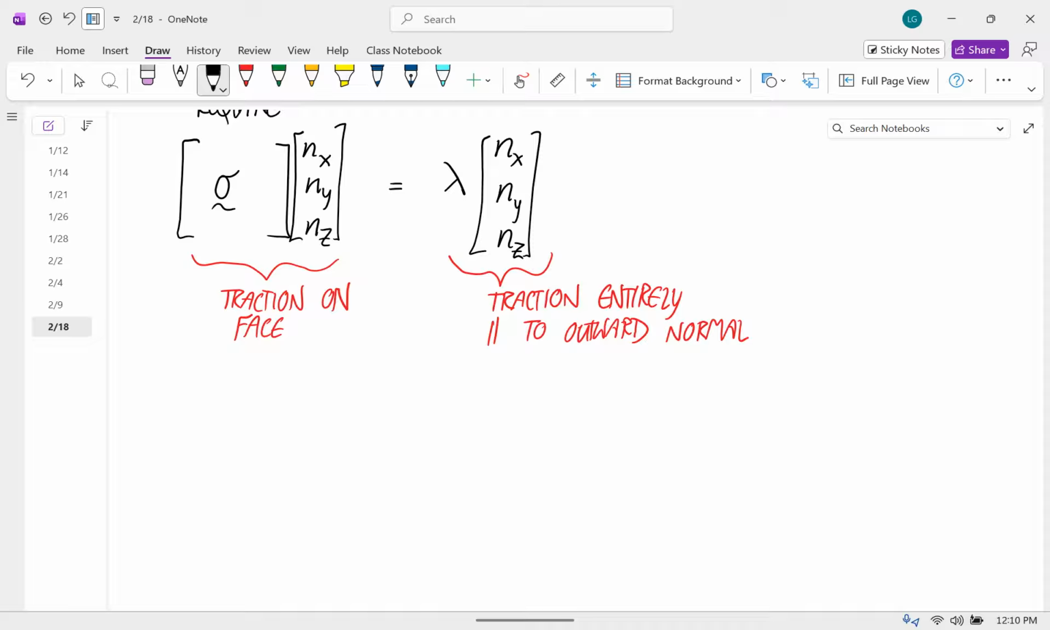Okay. Is there like a real life example of traction? Like an example?